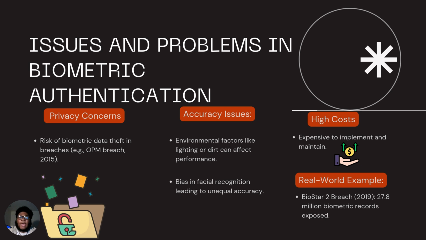One privacy concern that had happened was the risk of biometric data theft and breaches, such as the OPM breach. Although biometric authentication offers many advantages, it also comes with challenges. With this breach and this privacy concern, people's information was stolen. In this OPM breach, over 5 million people's information was stolen and leaked out into the world.